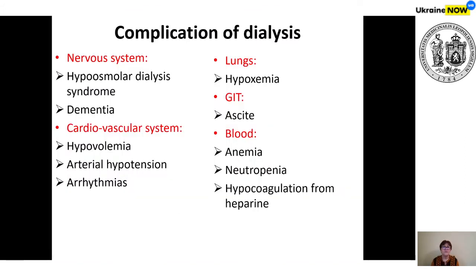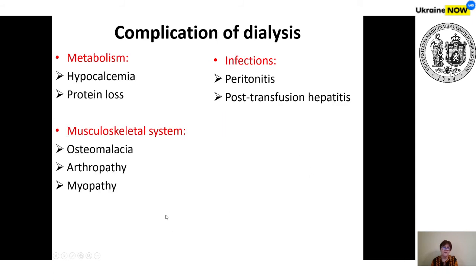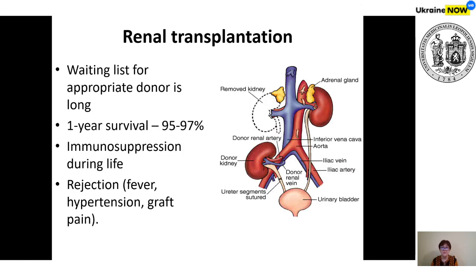Dialysis can lead to many complications. You can see signs of complications in the nervous system, cardiovascular system, in lungs, gastrointestinal tract, in blood analysis, metabolic signs, musculoskeletal signs, and some infections can develop too.